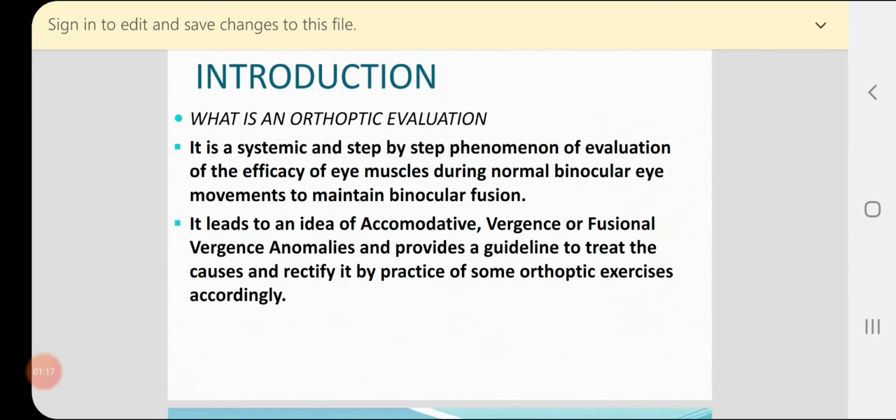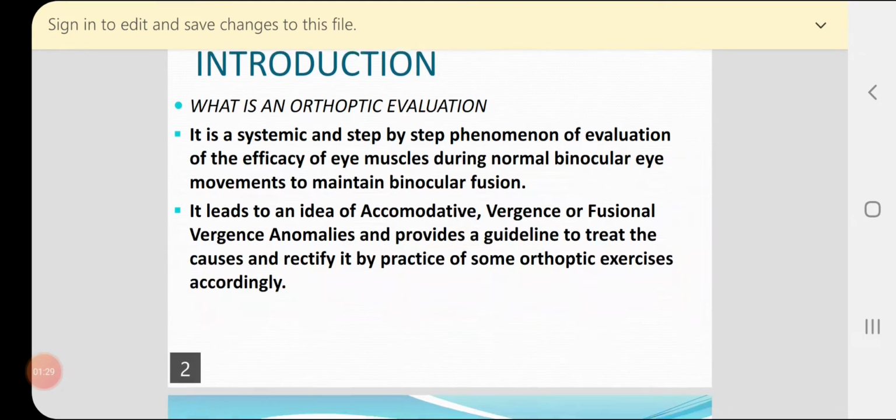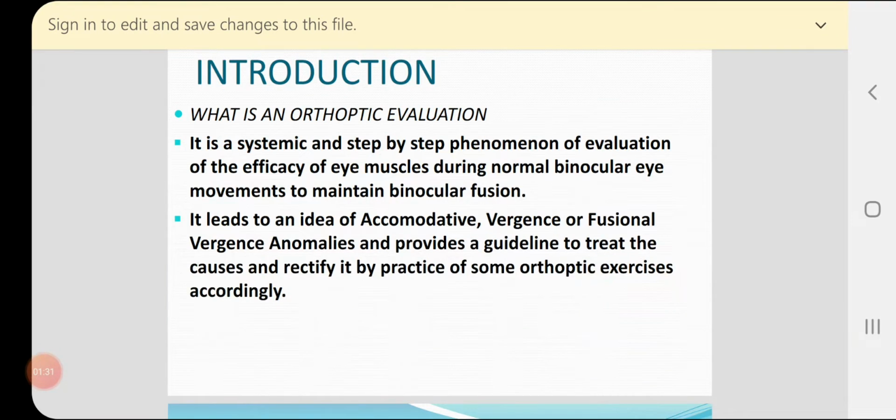Okay, normal binocular eye movements: we have both eyes, we see one image from each eye, then these two images from the right eye and left eye fuse together or combine together to form a single image. That is called our binocular single vision. So binocular eye movements means when we move both our eyes together.